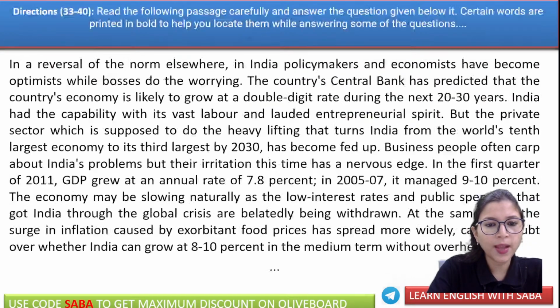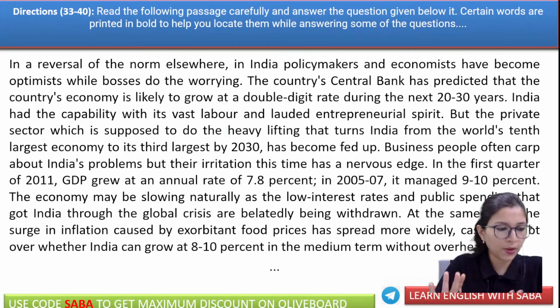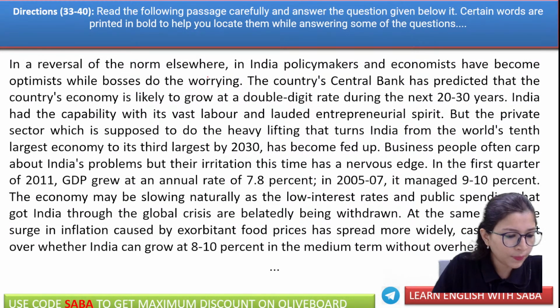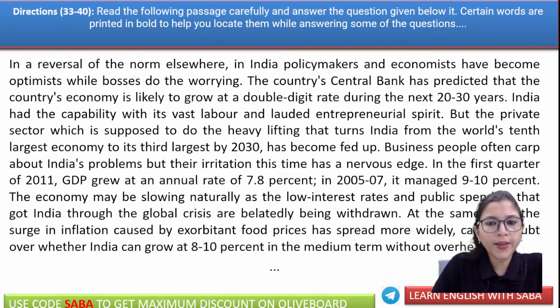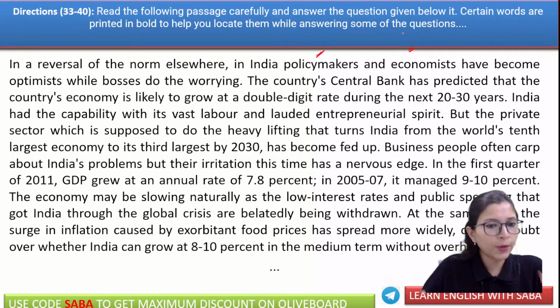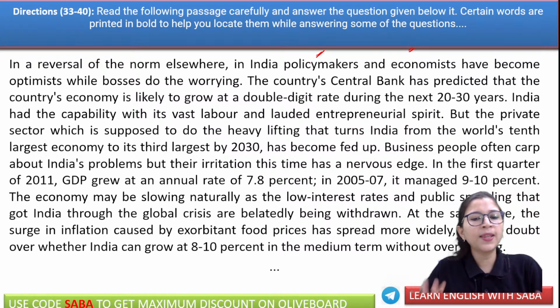So at present, देखिए यहाँ पे मैं एक बार फास्ट से आपको वो पूरा समझा दूं, then it will be easy. In a reversal of the norm elsewhere, sure Akash, sure. So in India, policymakers and economists have become optimists while bosses do the worrying. कि इंडिया में policy makers और economists वो optimist हो गए हैं, but जो bosses हैं मतलब जो उन लोगों को govern करते हैं, they are quite worried.